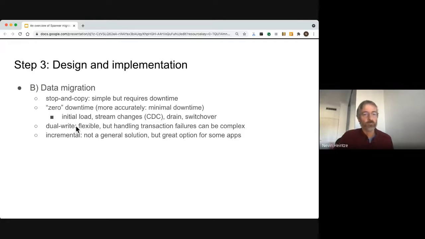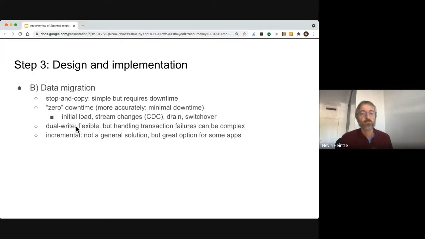Another approach I want to briefly mention is dual writes. In this case, you modify the application stack to write to both MySQL and to Spanner at the same time. So this also requires an initial load of data to Spanner and some synchronization between the initial load and the dual writes to ensure data integrity. Now, the main benefit of this approach is that it allows you to run both databases in parallel and to switch from MySQL to Spanner and back again if needed.